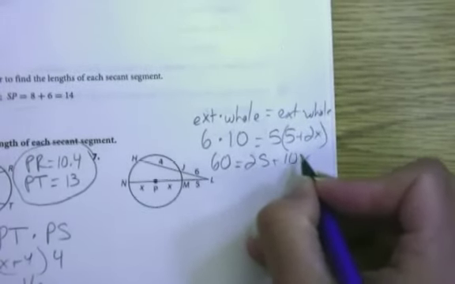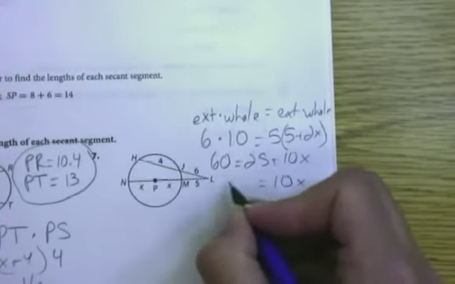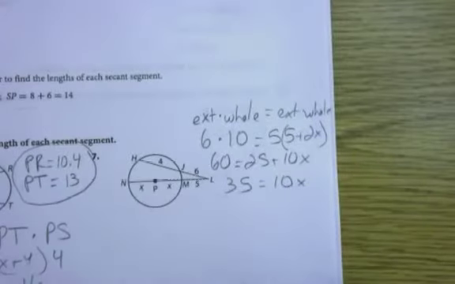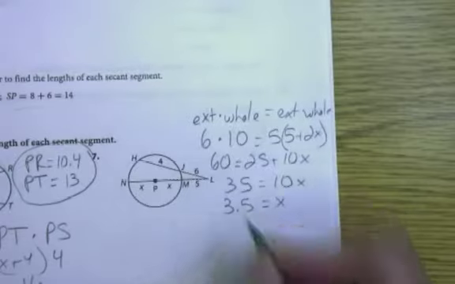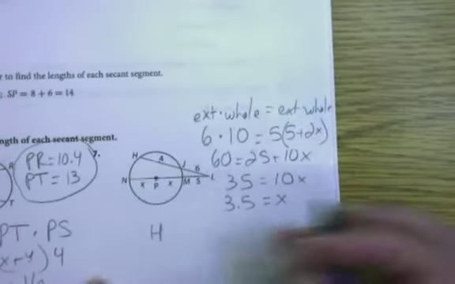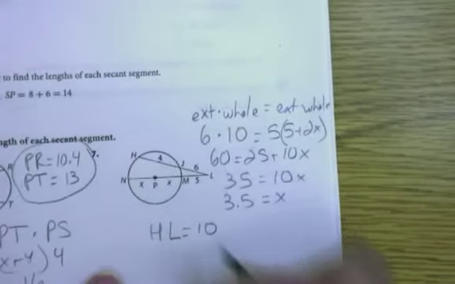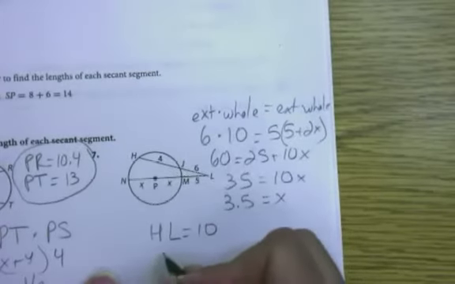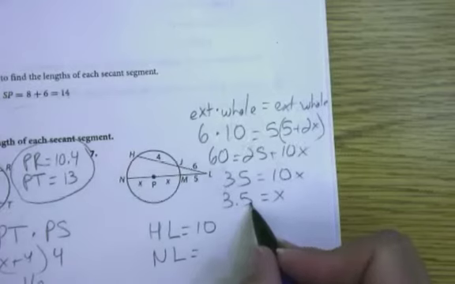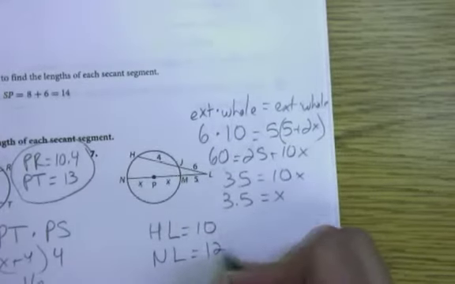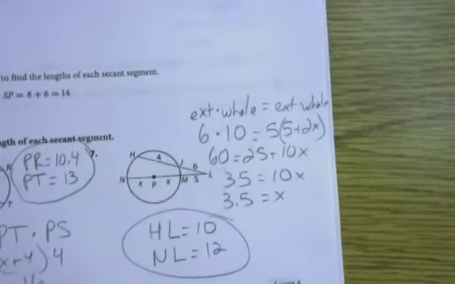Distribute and solve. 60 equals 25 plus 10x. 10x will equal 35 when I subtract the 25 from both sides. So x is 3.5. We already knew that the length of HL was 10. Now we know that the length of NL is 3.5 plus 3.5, which is 7.